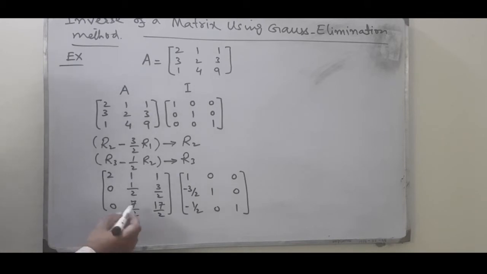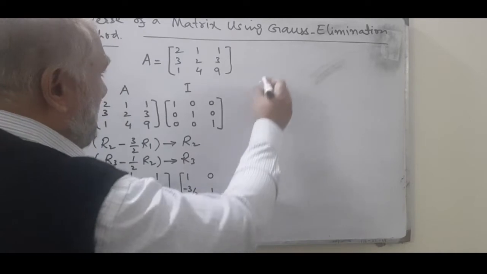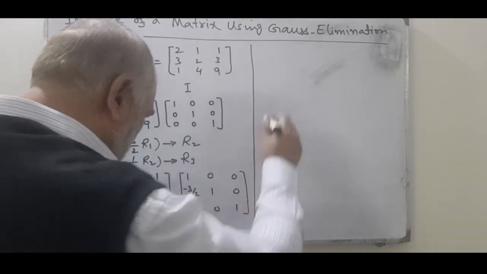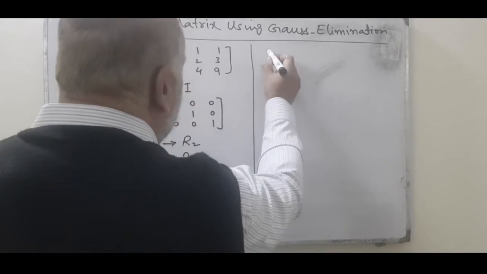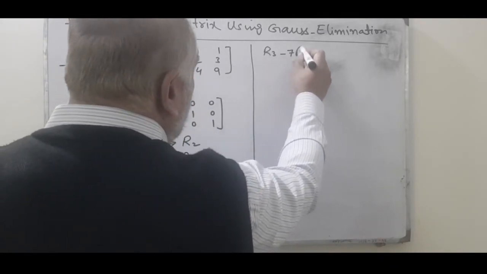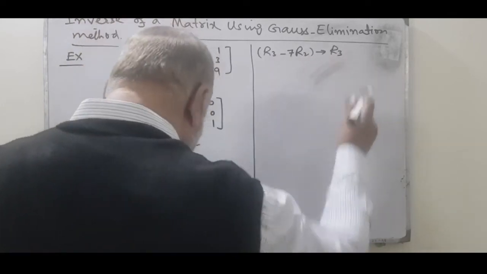Now one more entry we have to make 0. This is the entry we have to make 0, so that the whole remaining matrix becomes upper triangular. So here we choose the operation. Let me write it down here. The operation is R3 minus 7 times R2, and the change goes to R3.